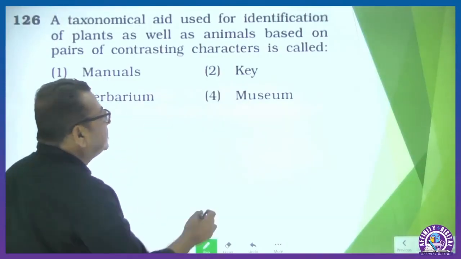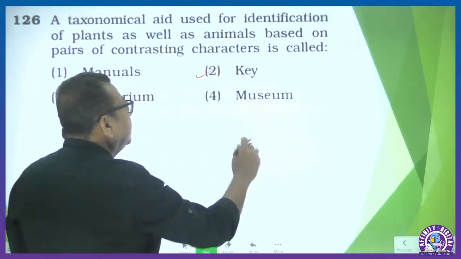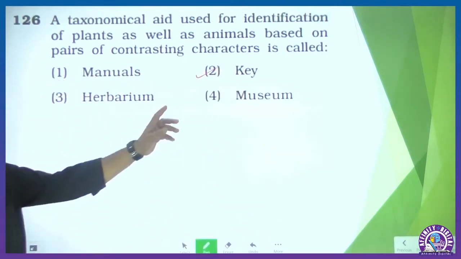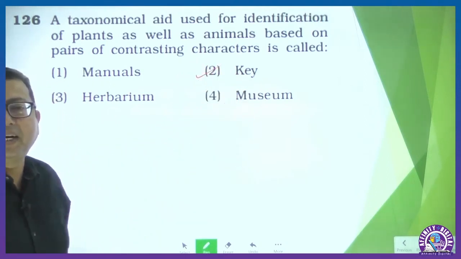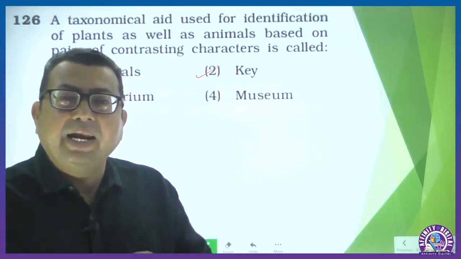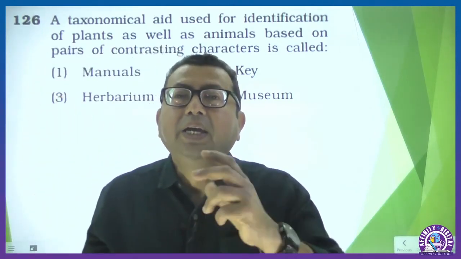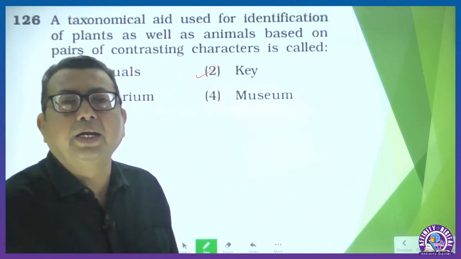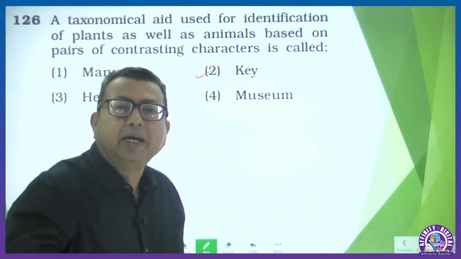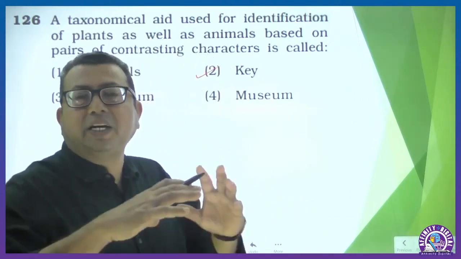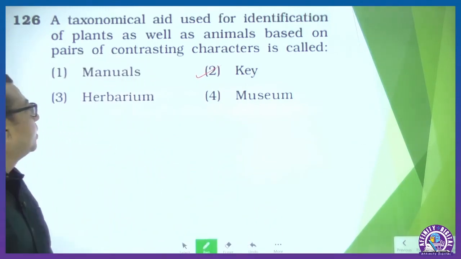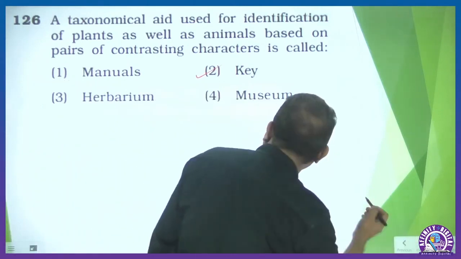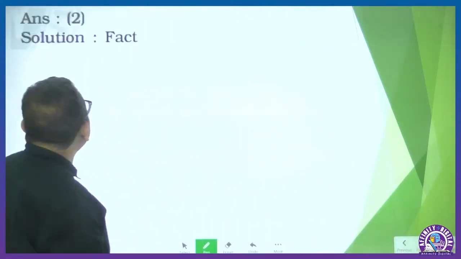Manual key, herbarium or museum. The answer for this question is key. Keys are based on contrasting pairs of characters. Each pair of contrasting characters in a key is called a couplet, and each statement of a key is called a lead. While you go through a key, there is rejection of one option and acceptance of the other. So the answer for this question is option number 2, key, a fact-based question.